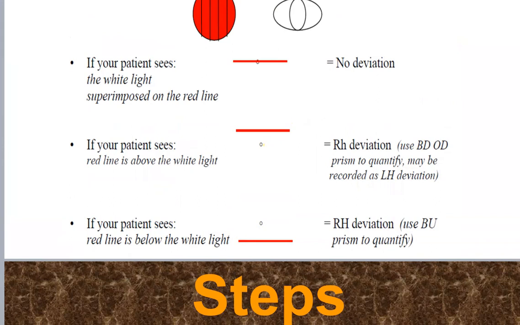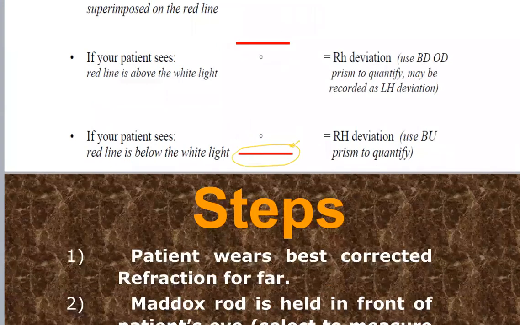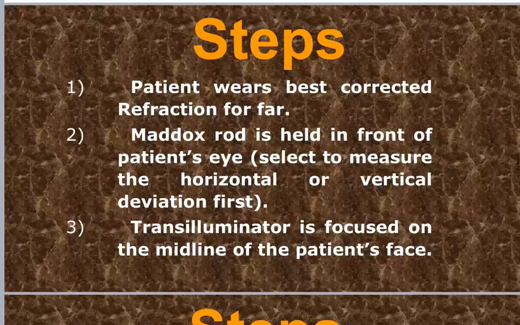This means that you have what? Here, this right eye is hypophoric. Okay, so you have right hypodeviation, or you have left hyperdeviation. And the reverse here: if you see here, this right eye is down, seeing this red line down, and the left eye is seeing the white dot up. This means that you have right hyperdeviation, or you have left hypodeviation. Okay. These are the steps of this test, and these are the possibilities and the interpretation.